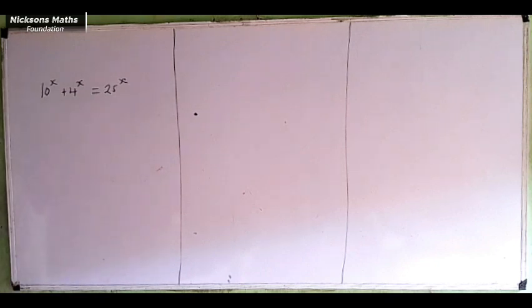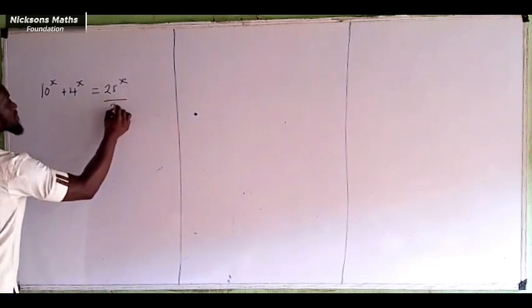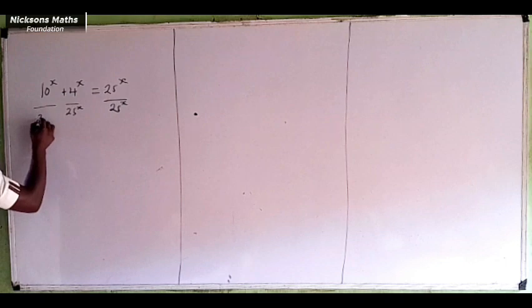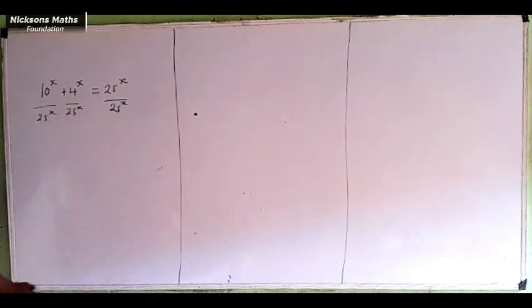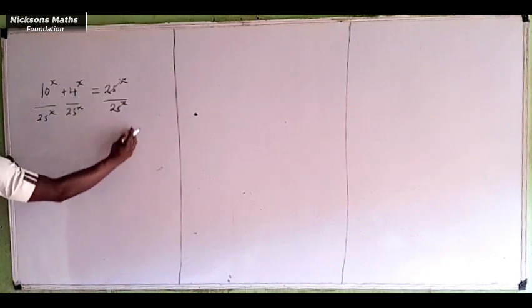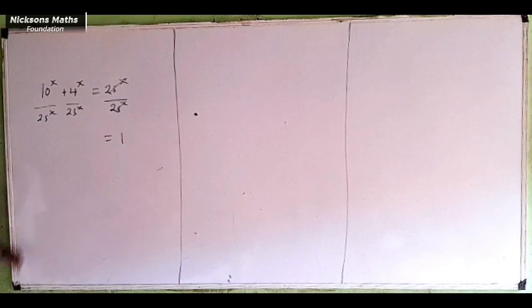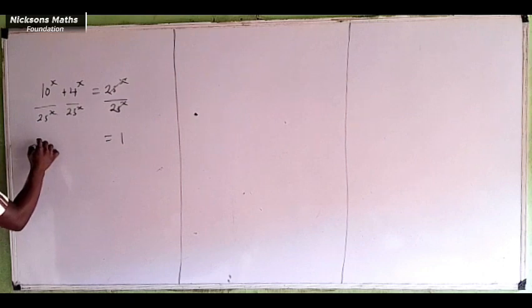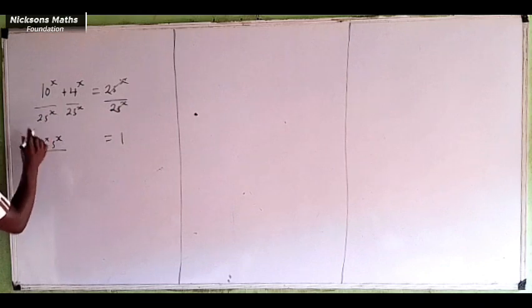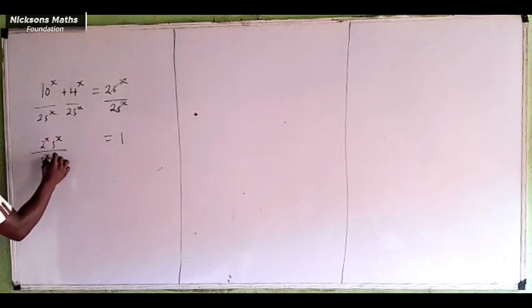The first thing we can do here is to divide both sides by 25 raised to power x. If we do this, of course this will cancel, so here remains 1. Then 10 raised to power x is the same thing as 2 raised to power x, 5 raised to power x, all over 5 raised to power x.